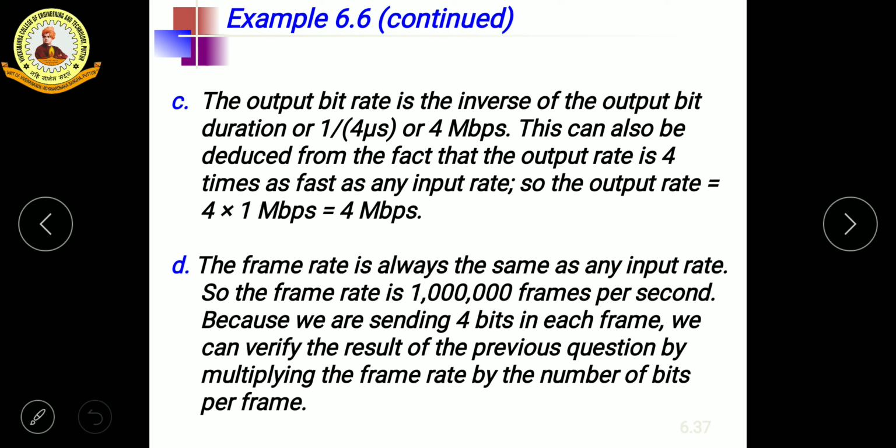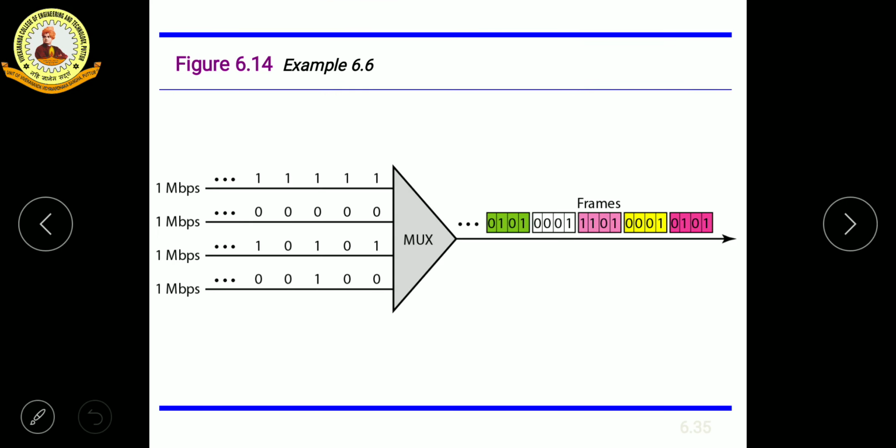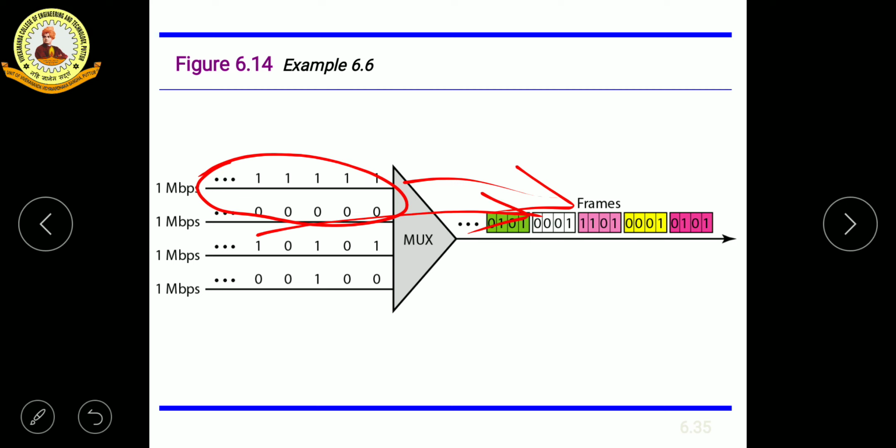Then frame rate. What is frame rate? Frame rate is always the same as the input rate. So the frame rate is 1 million frames per second, because we are sending 4 bits in each frame. Observe this figure. How many of these are coming? 1 Mbps, 1 Mbps, 1 Mbps, 1 Mbps. So the line is of 4 Mbps. Then how many frames are you sending? This line alone is sending 1 Mbps to this stream. This line is also sending 1, this line is also sending 1, and this line is also sending 1 to the output stream.